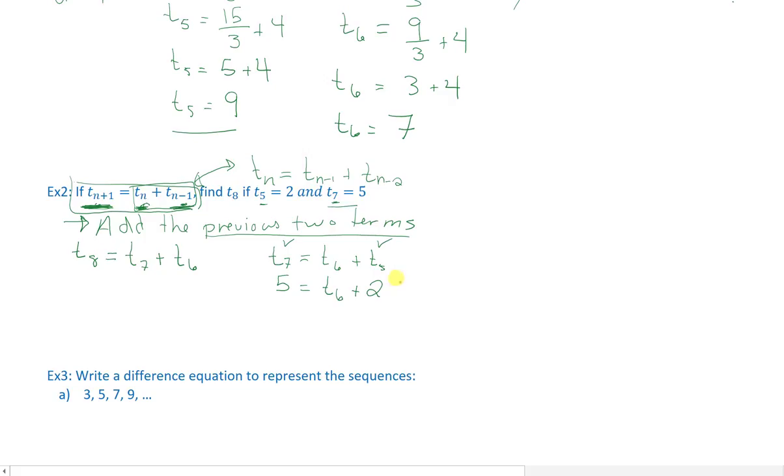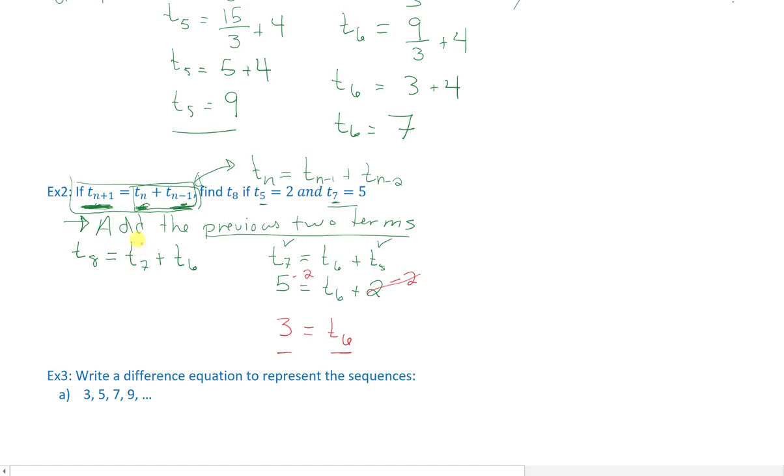Getting back to good old algebra, again, you can use solve on the CAS, but I really don't recommend it here. Just subtract 2 from both sides to get that to cancel out and leave t6 all by its lonesome. So the 6th term actually has value 3.